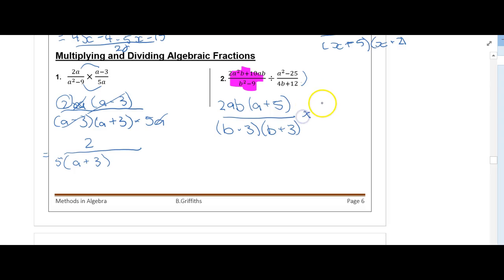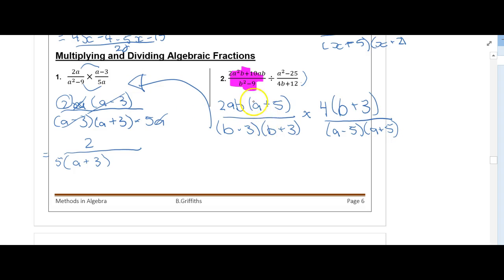And now I'm going to reciprocate and factorise it once. So 4b plus 12 is actually 4 outside of b plus 3 on a minus 5, a plus 5. So I've got the same as up here.